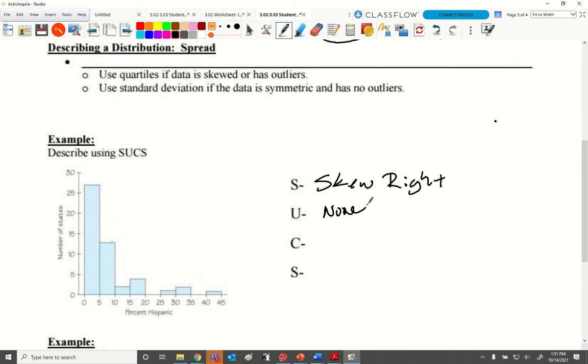C. Center. Let's draw the center. There's a center. Looks like it right there, right? Right there in the center of that. And then S would be what?